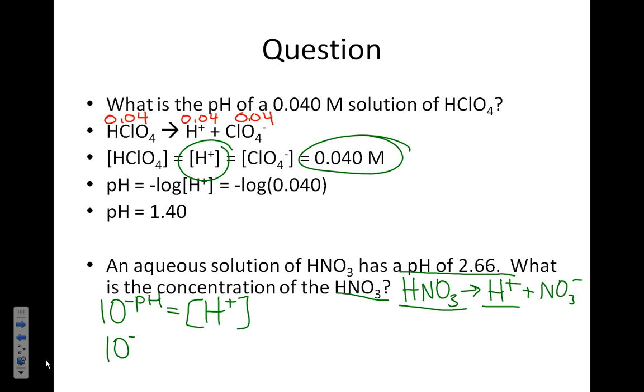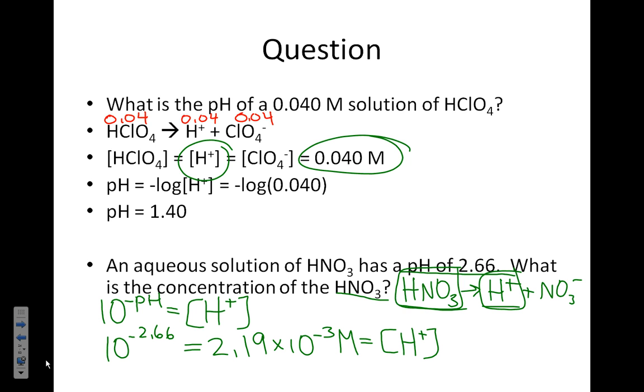So I do 10 to the negative 2.66. I do not leave that as an answer. I actually plug that into my calculator, 10 power negative 2.66, enter, get a value. I get a value of 2.19 times 10 to the minus third molar. That's my hydrogen ion concentration because that comes from my pH. But right here, H plus is going to equal the nitric acid concentration as well. So it is also my HNO3 concentration, which is the answer to the question.